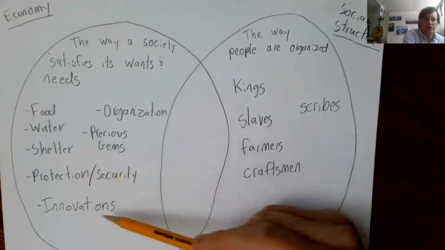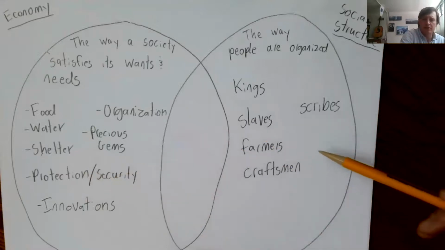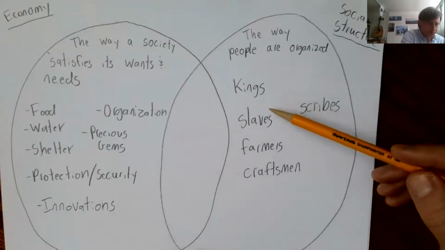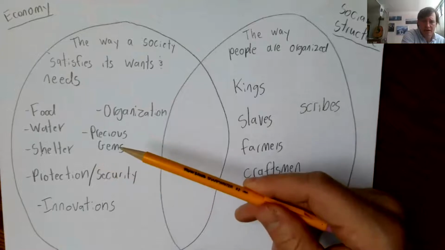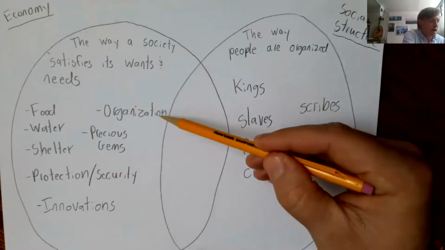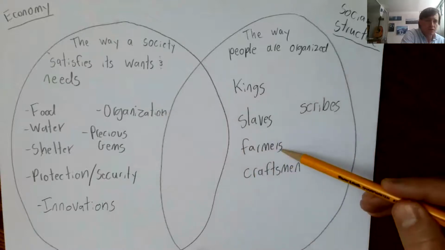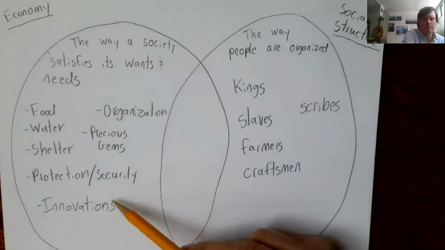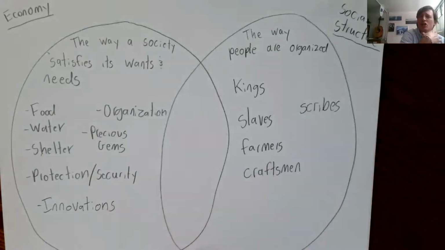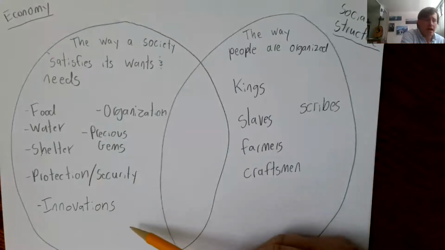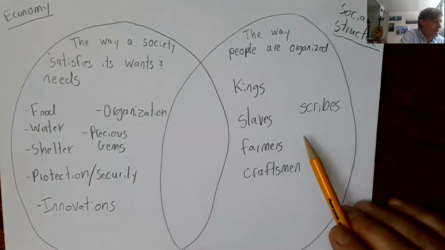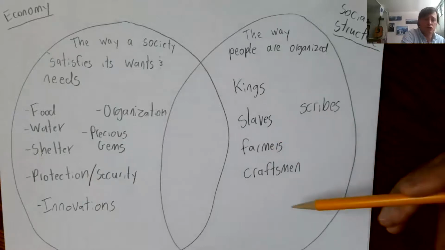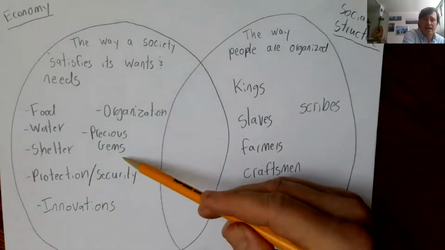Well, if we look at some of the things that our society wants and needs, and then we look at the social structure, we can see that these roles provide something to the economy. For example, the king provides organization. Farmers provide food. Craftsmen, we didn't have it up here, but maybe your chart does, provide clothing or utensils, different things that people create that they need. Scribes can be related to innovations. So there's all sorts of social classes and each one provides something to the economy.